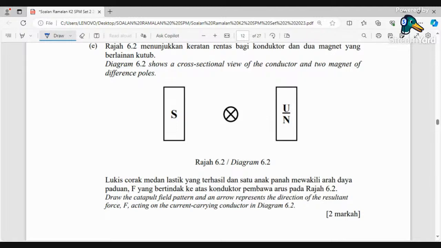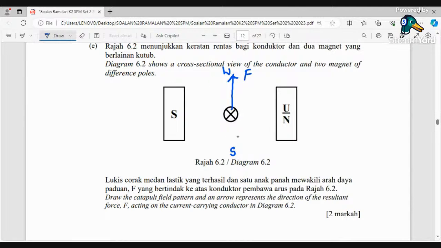Okay, if you apply Fleming's left-hand rule, the direction of the magnetic field is to the left. Current into the paper, your thumb will be pointing upwards. Saya tanda dulu force dia. Okay, kalau direction of force upward, maksudnya bawah ini mesti strong, atas ialah weak.